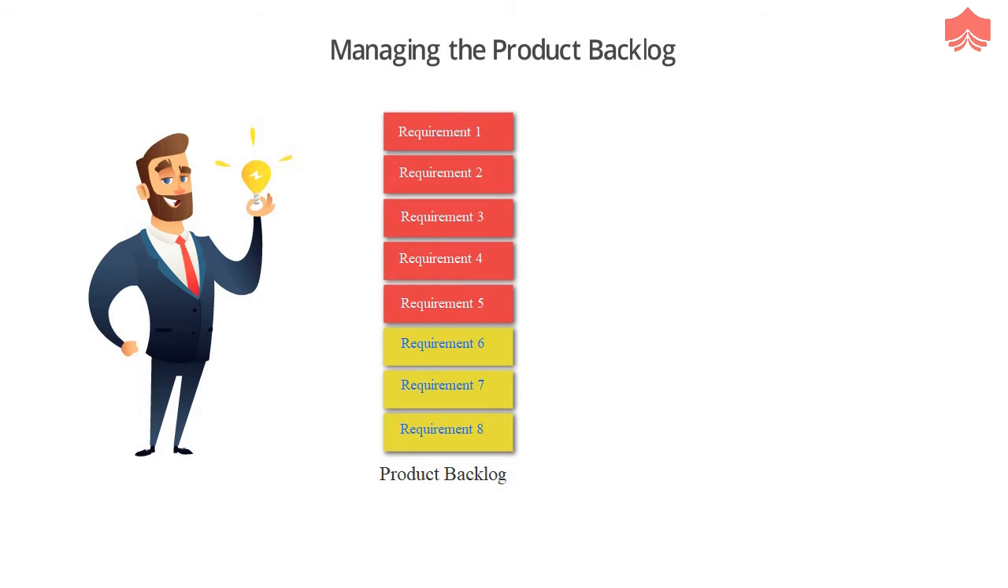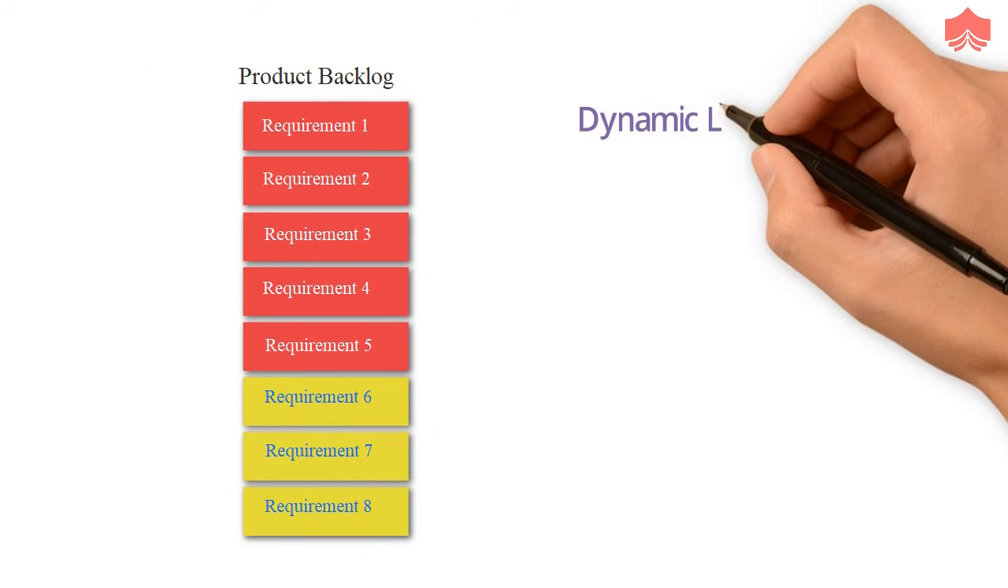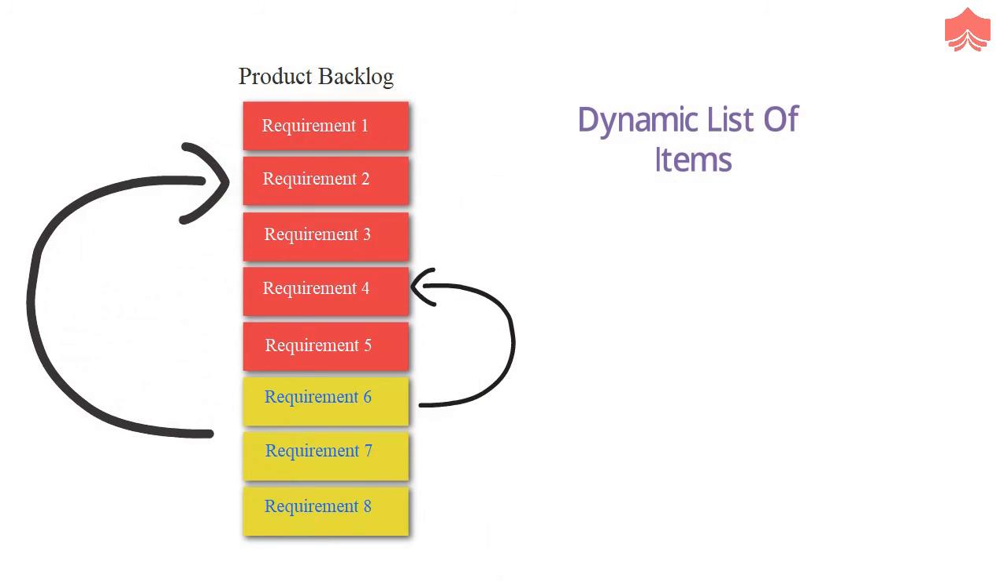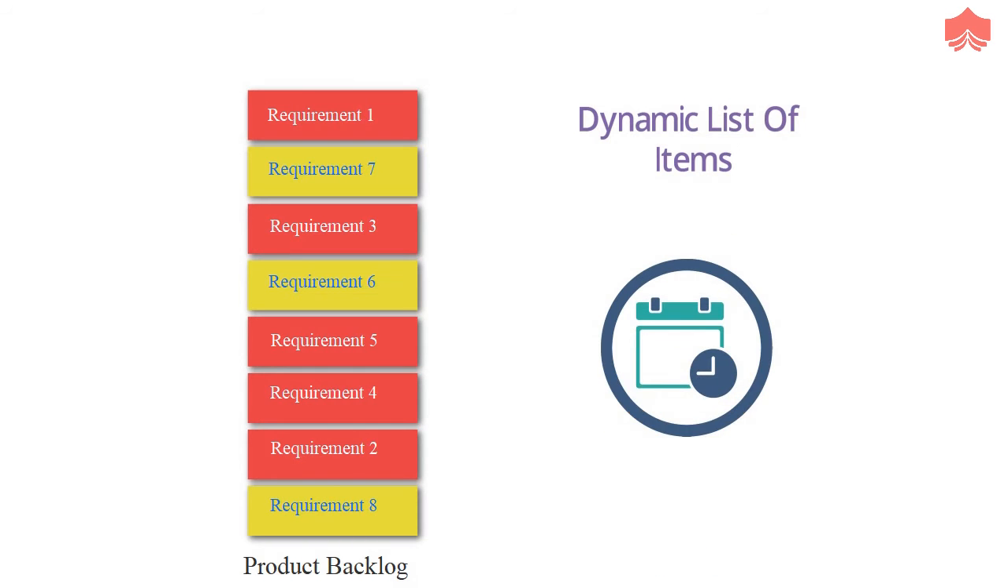Today's market is really dynamic. The items in the product backlog might require some movements due to changing priorities. It's the product owner's responsibility to build a stack of items in the backlog and prioritize them as per the business goals. The product backlog is a dynamic list of items which should be frequently updated based on changing project requirements all the way through development.